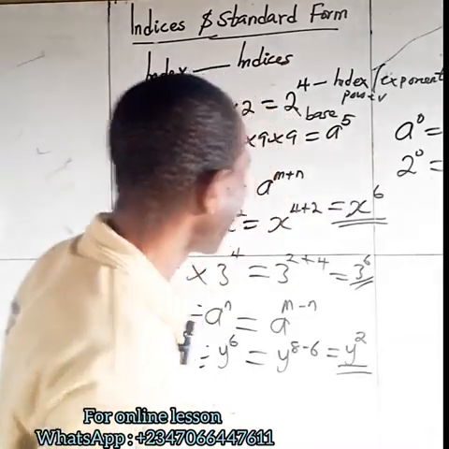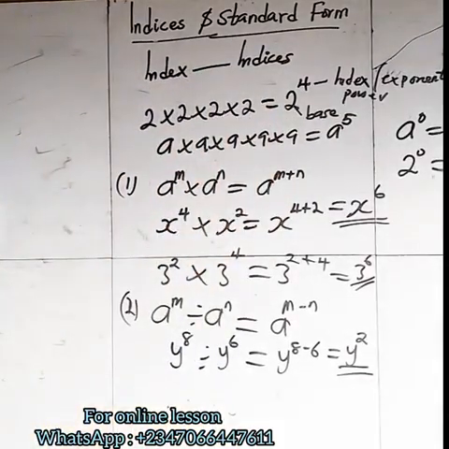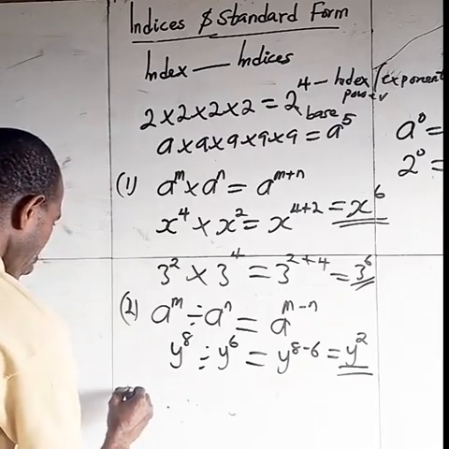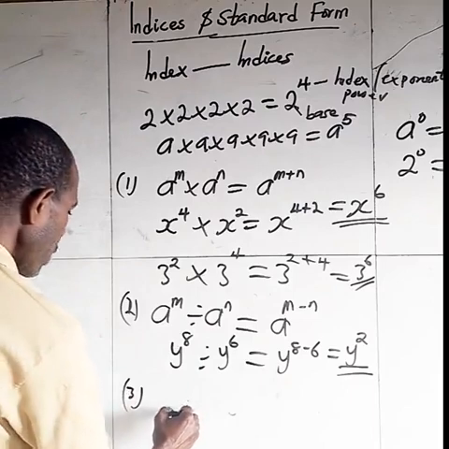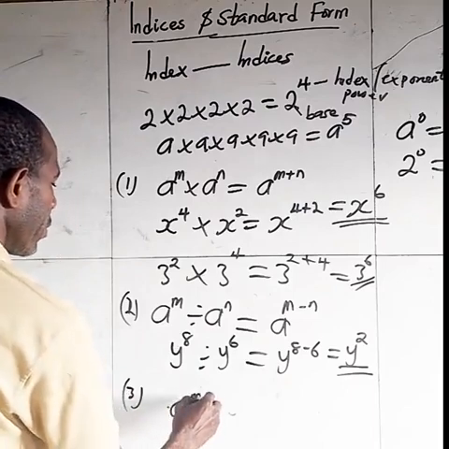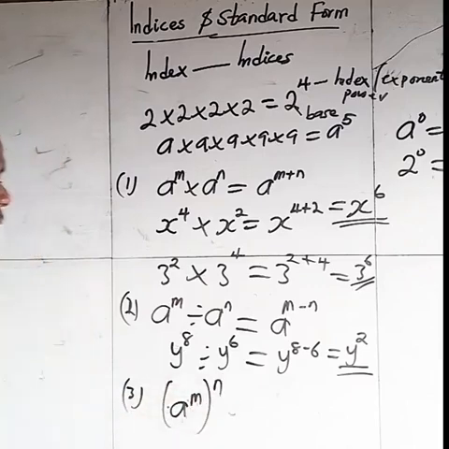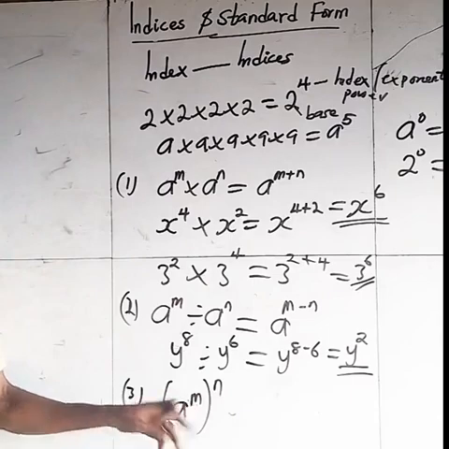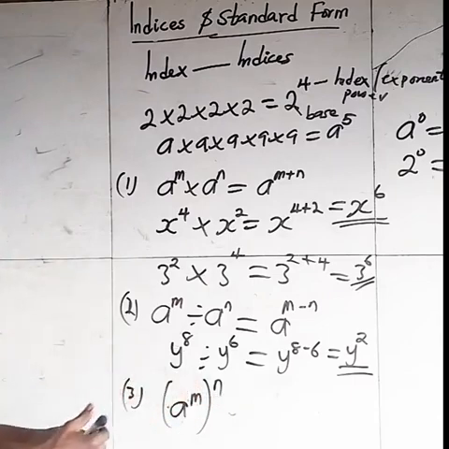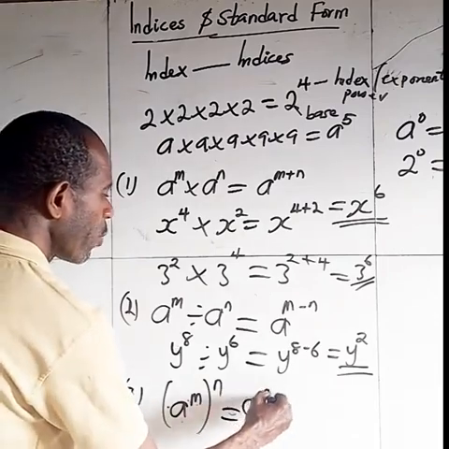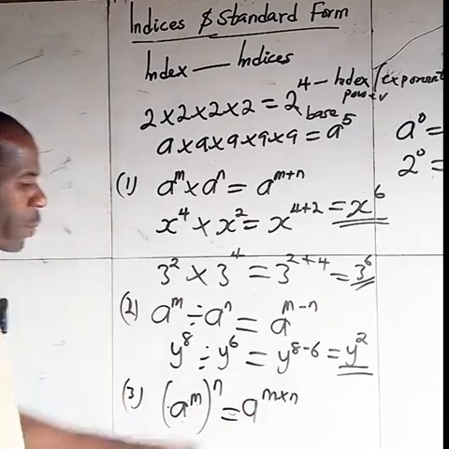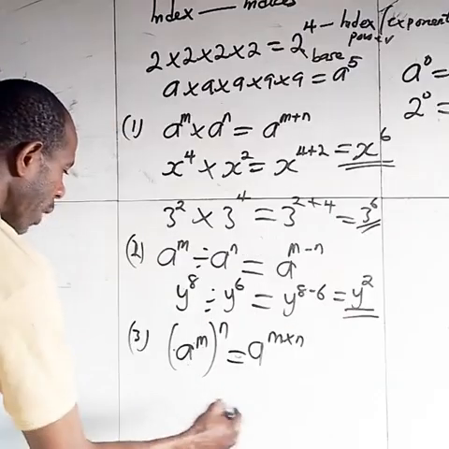All right. Now let us go to law number 3. If I have, let's say, a raised to power m, then there is another power outside. Look at it here. This one is the base. It has the original exponent, then there is another one attached outside. What this law says is that we take the base, then you multiply the exponents.